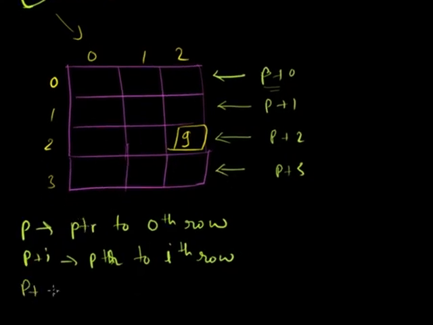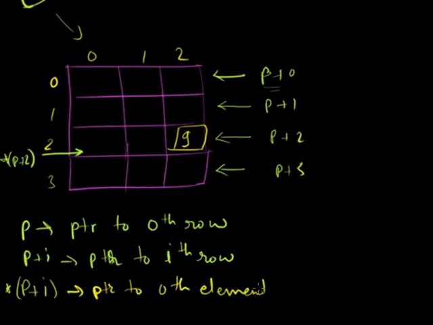So p plus i's value, if we get its value, we will move our pointer to the first element of that particular row. So this is value at p plus 2. Right. Now what we got is the pointer to the 0th element of the ith row. So this way it is.